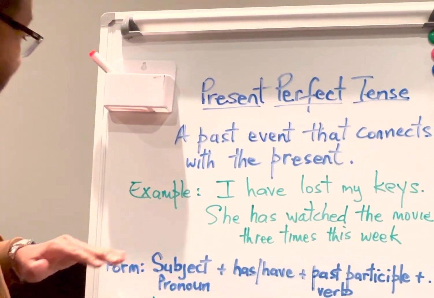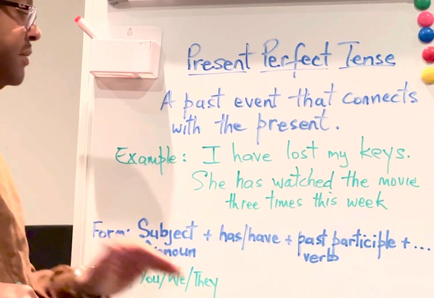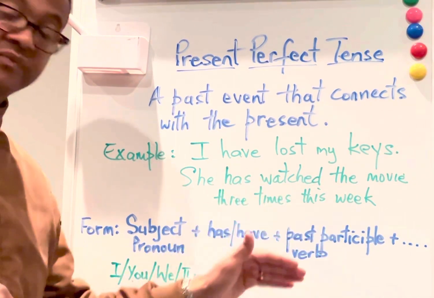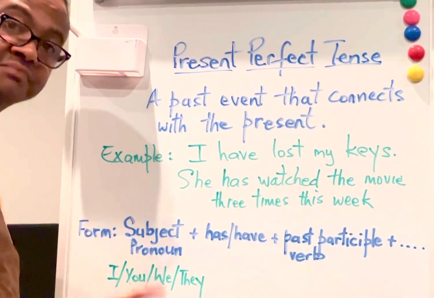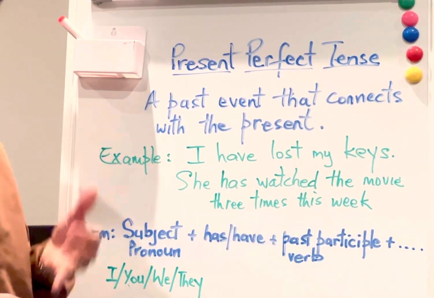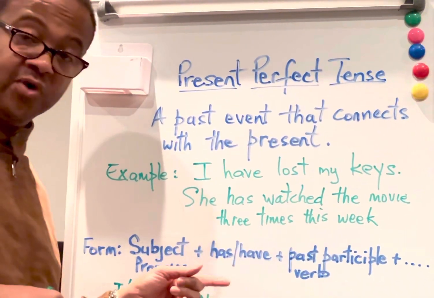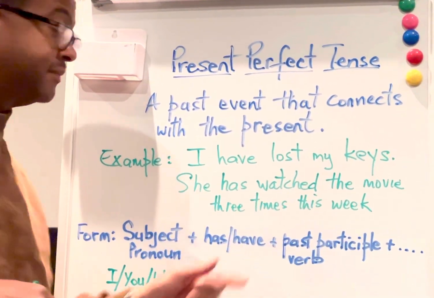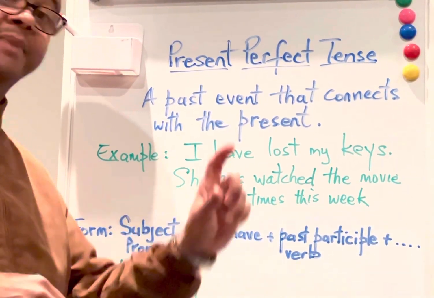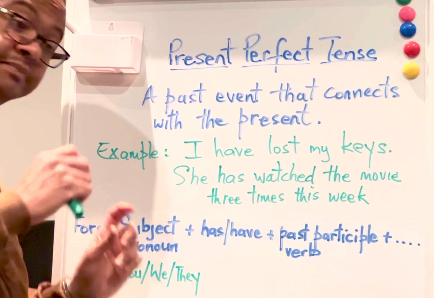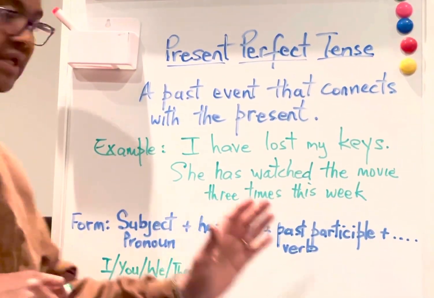The form says subject, has or have, plus past participle form of the verb, plus the rest of the sentence. It's subject pronoun: he, she, it, I, you, we, they. Auxiliary verbs: has or have. Then the past participle form of the verb, not the past tense form or the simple past form, but the past participle form of the verb, plus the rest of the sentence.